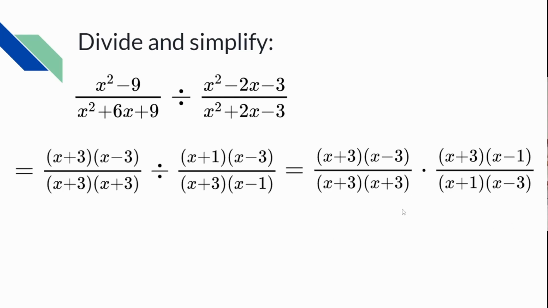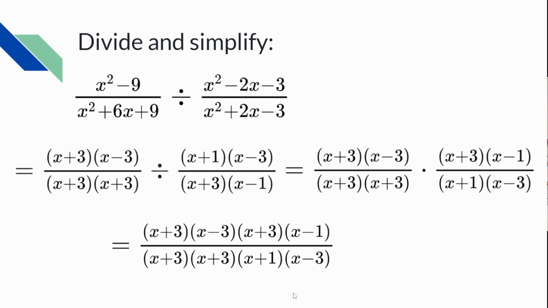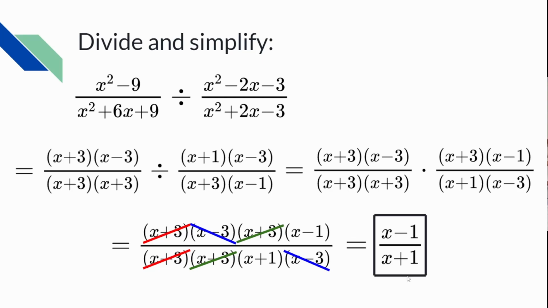We can combine these into one fraction, right? One big fraction, and we see that some stuff cancels. All right? A lot of stuff cancels, actually, right? The x plus 3's go away, and the x minus 3's go away in blue, and the x plus 3's in green go away as well. So that just leaves us with x minus 1 over x plus 1. So that's our final answer.